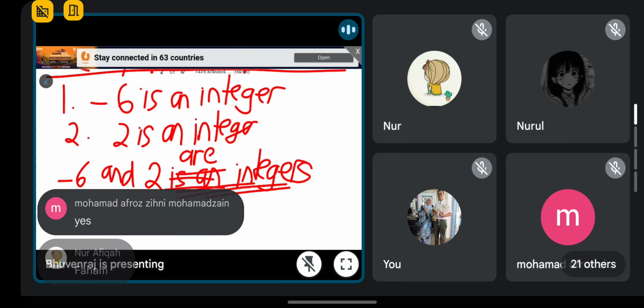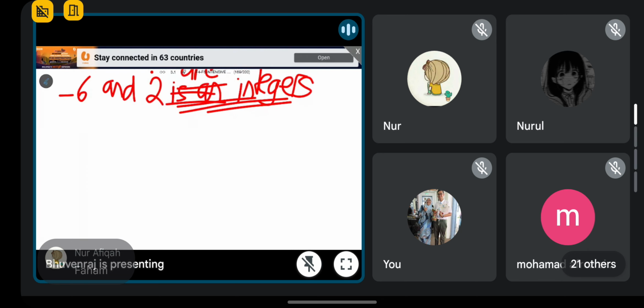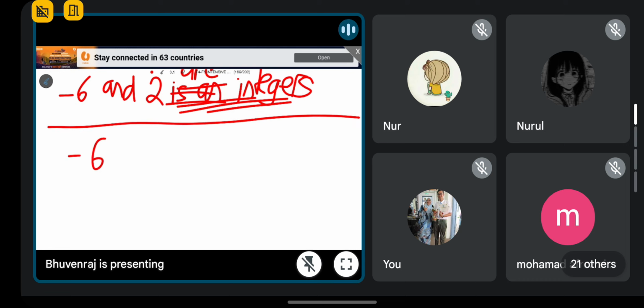Okay, let us say I want you all to use the or example. Saya bagi satu lagi contoh. Okay, sebenarnya or pun boleh apply kat sini lah. You can just say negative 6 or 2 are integers. Okay, mana-mana pun boleh. Okay, you can apply the same thing to the same statement. Boleh aplikasikan petua dan petua atau pada contoh yang sama sahaja.